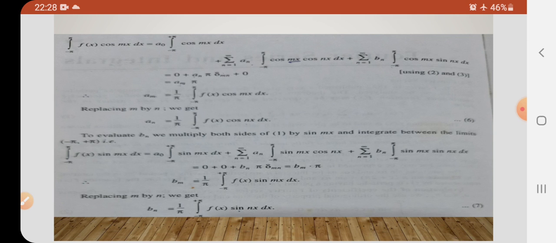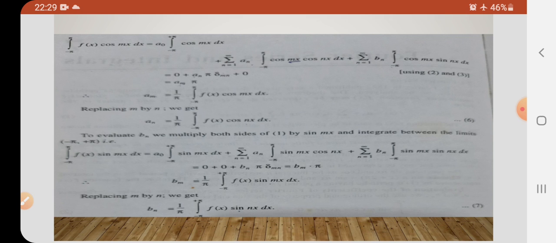Okay, by using the properties which we have written in equations 2 and 3, the first term will be 0, and the third term will also be 0 because we have cos mx and sin nx, so this term will be 0. But in the second term we can write a_n pi delta_mn.